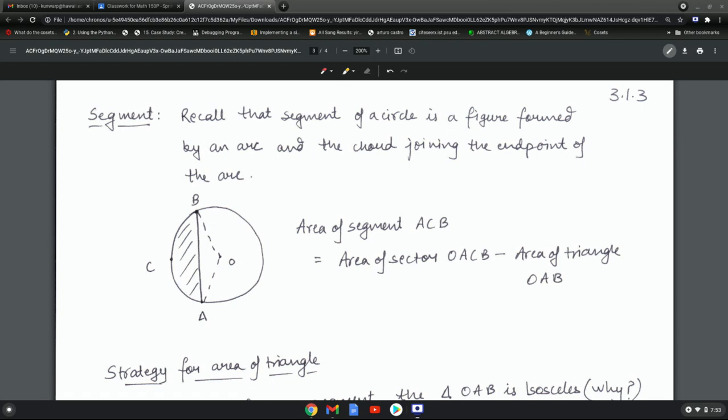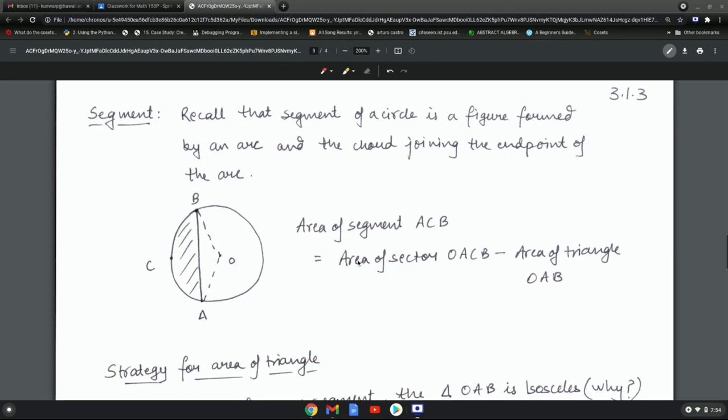Recall that a segment of a circle is a figure formed by an arc and the chord joining the endpoints of the arc. A sector was an arc and two radii. So for example here OACB would be a sector, but ABC is a segment. Why? Because it's an arc and a chord joining the endpoints of the arc.